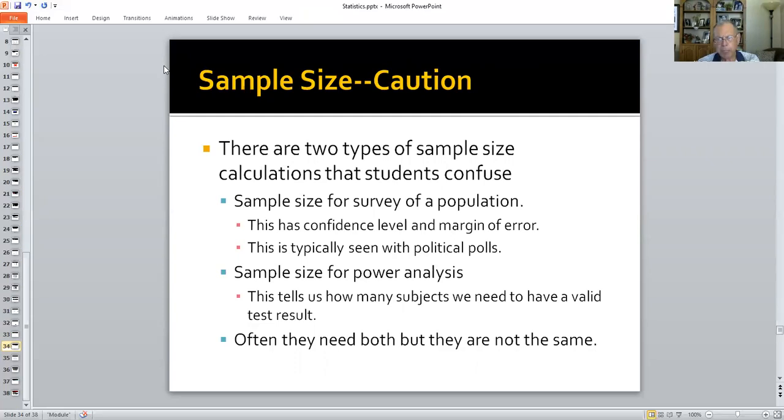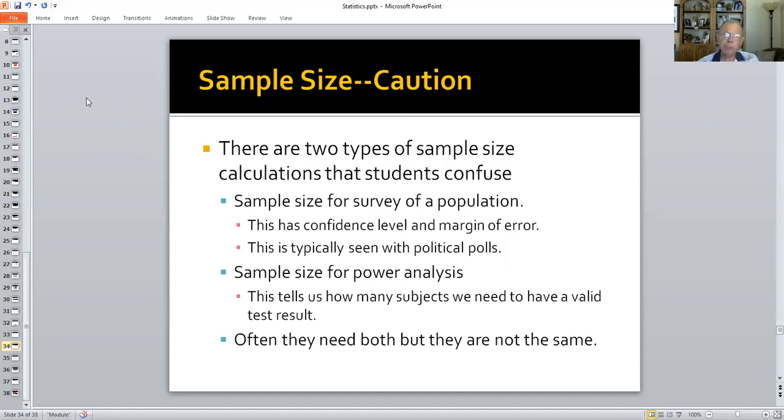One is sample size to survey a population. The other is sample size for power analysis. Let me explain the first one. We are probably sick unto death of political polls, but they'll say that they asked 1,027 people out of the whole country, okay? They did a sample size for a survey.